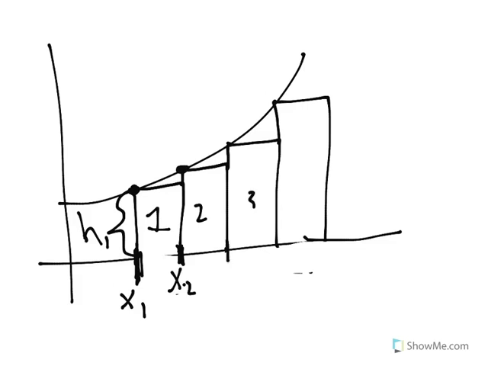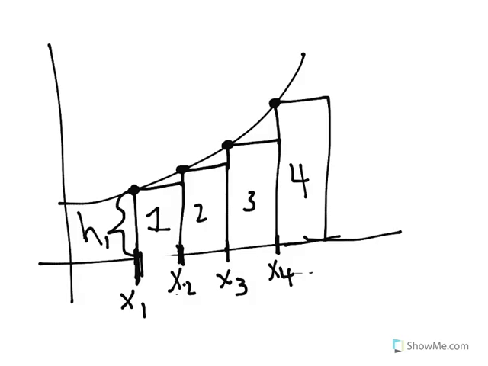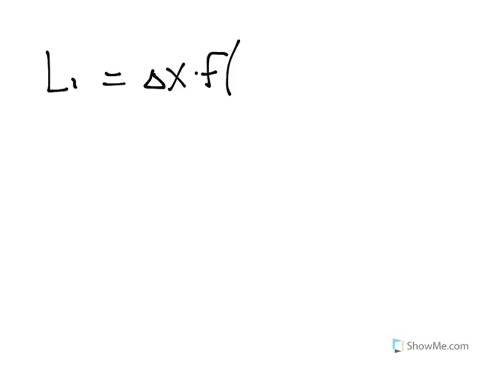For the third rectangle, you're going to use x3 right here on the left side, because using that x value is going to give you the height of the third rectangle. And for the fourth rectangle, you're using x4 over here, which is going to give you the height of that fourth rectangle. So if we were using this as an example, I shouldn't call it R4, this is actually L4 in this example, because of where my rectangles touch the top left corner. So this is actually L4.